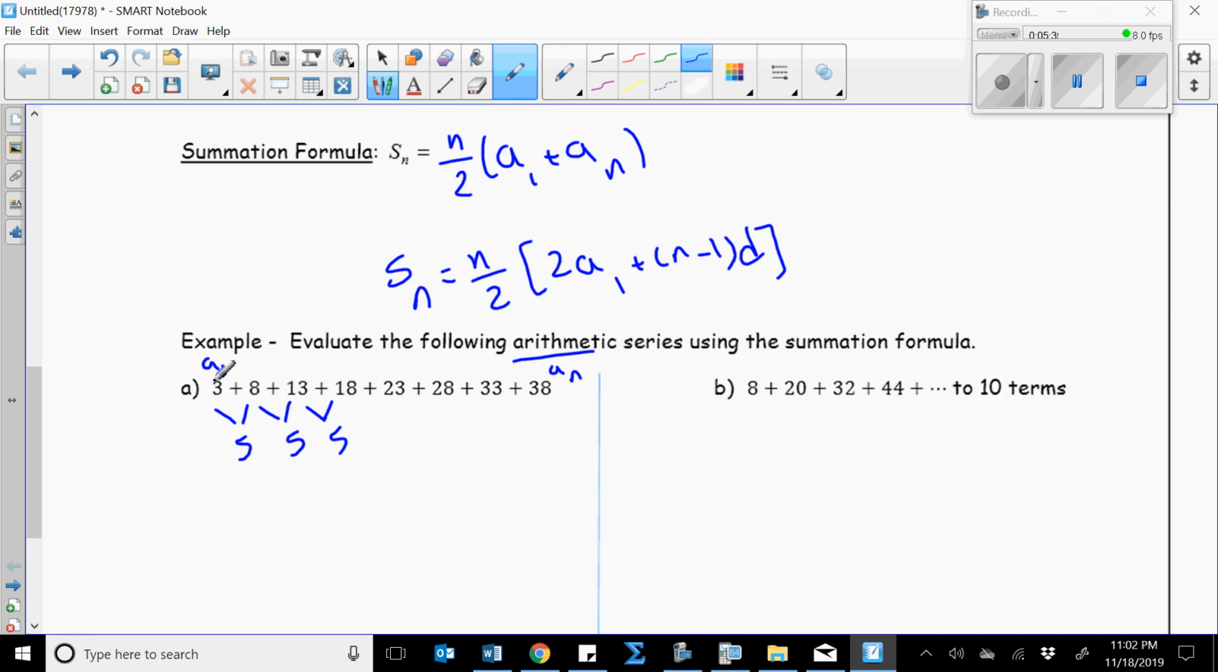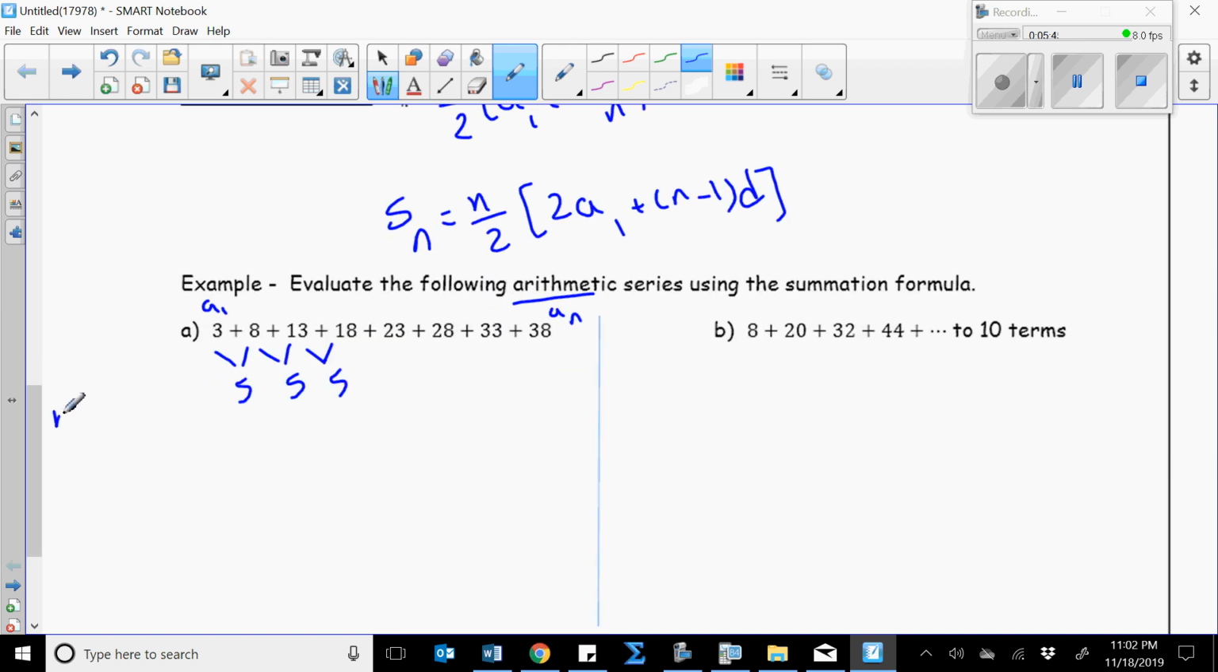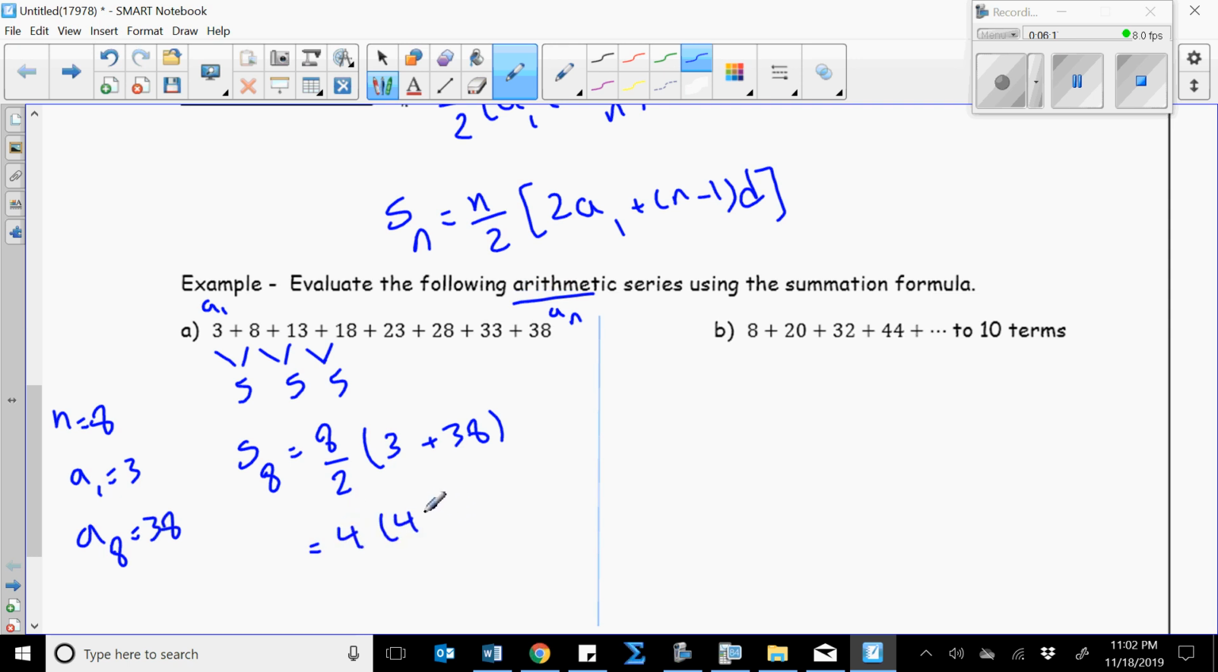How many terms do I have here? 1, 2, 3, 4, 5, 6, 7, 8. So I have 8 terms. n is equal to 8. a1 is 3 and a8, the last one, is 38. So I'm going to use this formula. S8 is equal to n over 2, which is 8 over 2, times a1, which is 3, plus a8, 38. So this will be equal to 4 times 41, which is equal to 164.